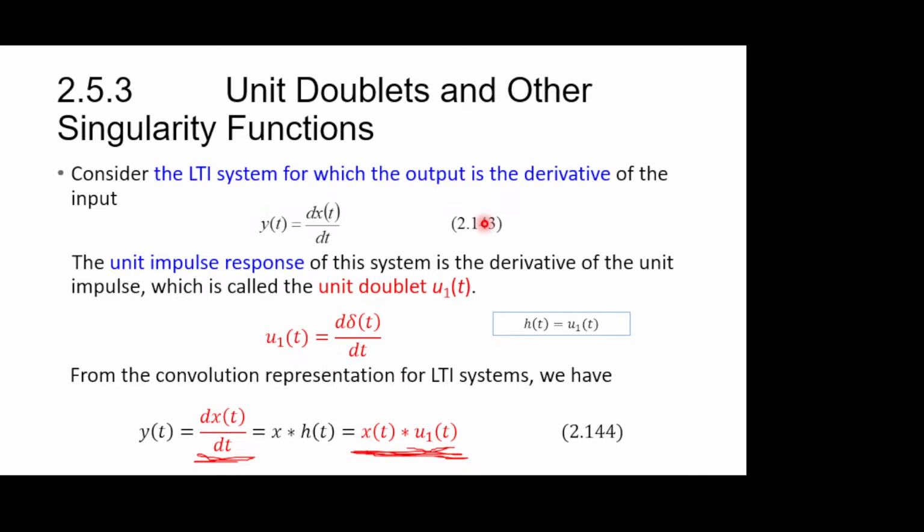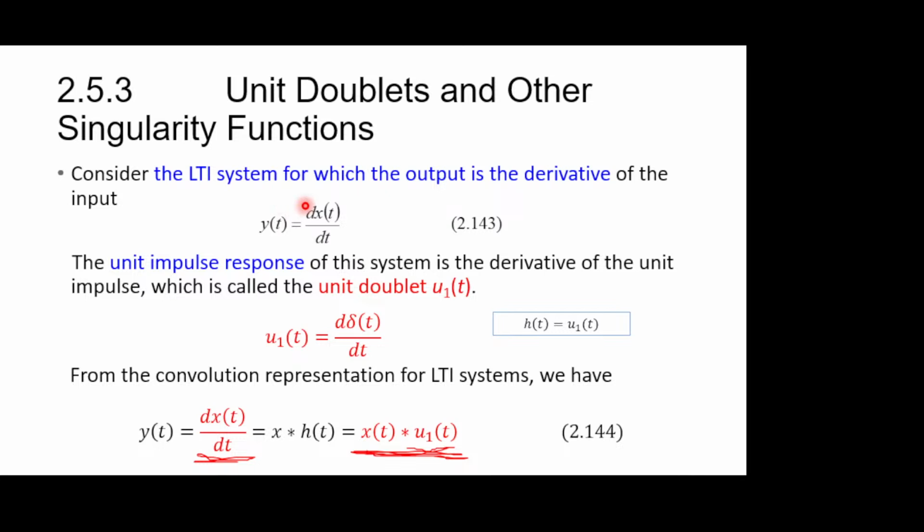We start by considering this LTI system. We consider a system where the input is x of t and the output is y of t, and the system is just defined by y of t equals dx of dt. So this is an LTI system, right? Because the derivative is linear: you put a x1 plus b x2 here, you get a y1 plus b y2. And it is also time invariant because if you do a time shift, you get dx/dt evaluated at t minus t naught. Okay, so this is an LTI system.